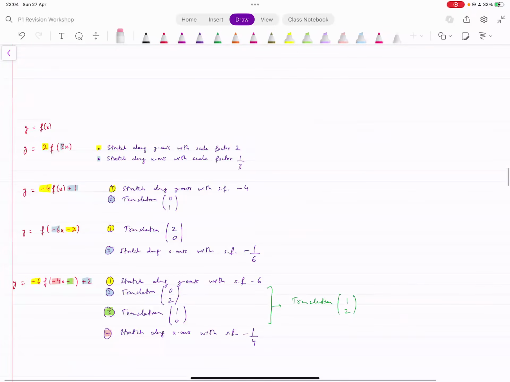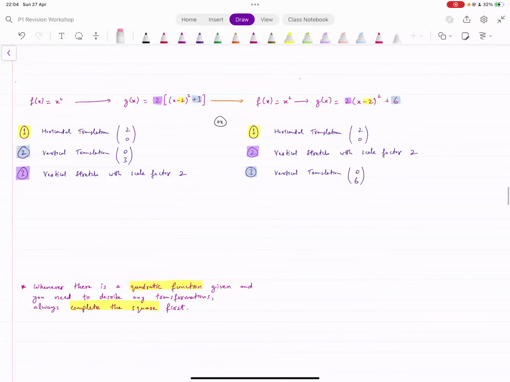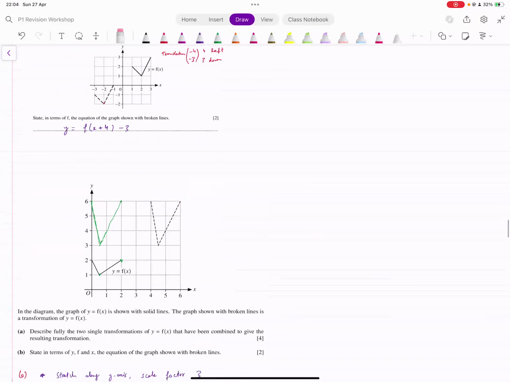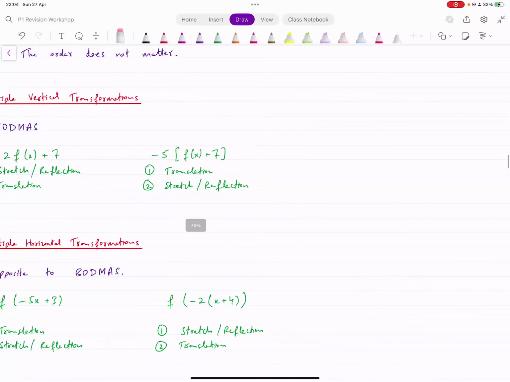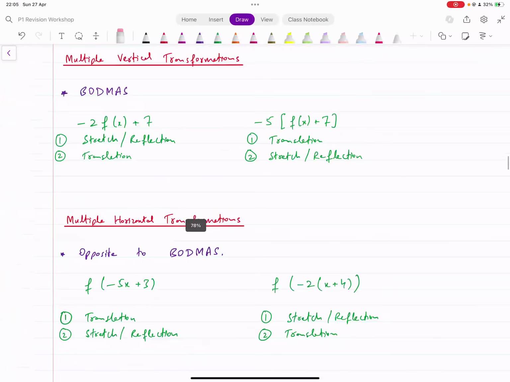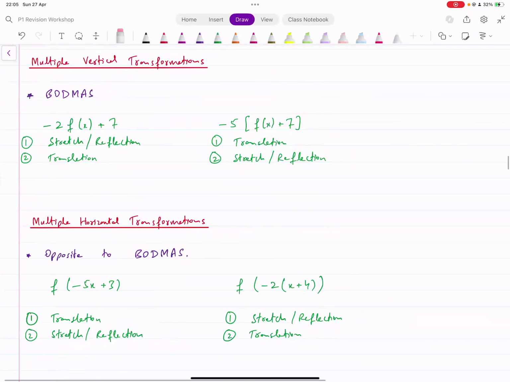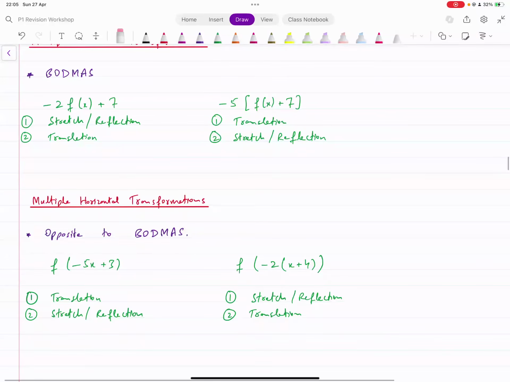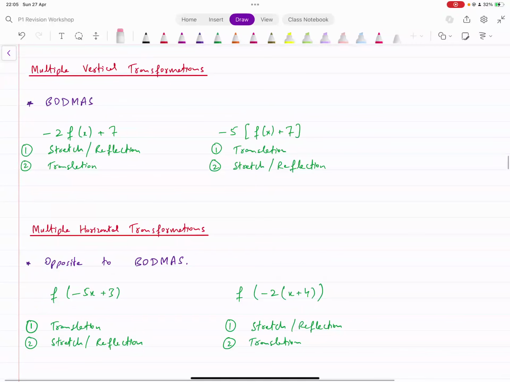Okay, whatever it was, just remember this is the rule. Multiple vertical transformations, you follow BODMAS. Multiple horizontal, you do opposite of BODMAS. That's the rule that will work. Now, when you have vertical and horizontal both, it does not matter whether you start from vertical or horizontal. You can start from any of them, and that will be fine. But within vertical, within horizontal, you have to follow this order. Yes, Eamon.